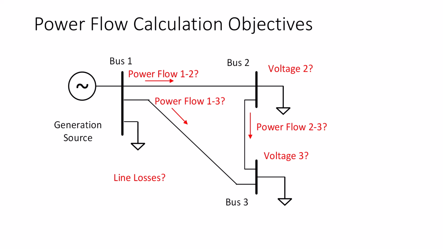Based on the data associated with the generation source, line segments, and loads, we can perform a power flow calculation. The basic power flow algorithm gives us the load bus voltages. From the bus voltages, we then compute line flow real and reactive powers. Finally, losses are calculated using the line power flows.